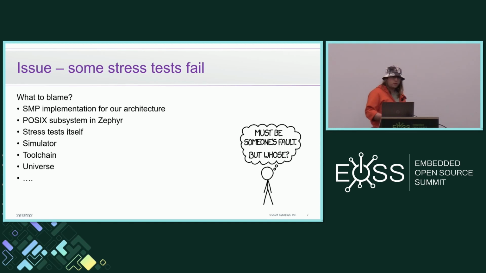And in the situation when you have a new processor architecture, you have a lot of things which may go wrong, and the issue can be in lots of places. We may easily have some flaws in the SMP implementation for our architecture. It could be some SMP-related issue in the POSIX subsystem. We've already bumped into several ones, so it could be yet another one. It could be an issue with the stress test itself. It could be an issue with some of our tools, like the toolchain or the simulator. So lots of things we can blame here.